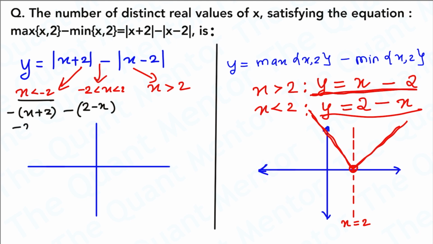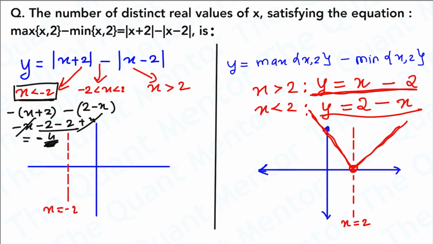When you open these brackets, you get minus x minus 2 minus 2 plus x. The x gets cancelled out, and minus 2 minus 2 is minus 4. This tells me that whenever x is less than minus 2, the value of y is a constant, minus 4. We'll draw x is equal to minus 2, and beyond this, to the left, we take the value of y as minus 4. It's a constant, so we indicate it like this: y is equal to minus 4.